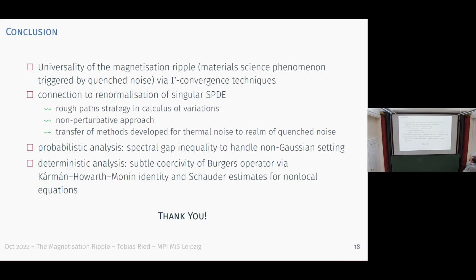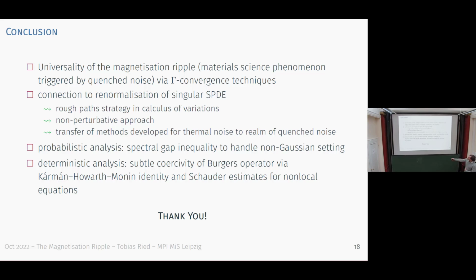So I showed you how to use gamma convergence techniques to study the universality of the magnetization ripple in an approach that is deeply connected to the renormalization of singular SPDEs, which is in the background because of the Euler-Lagrange equation that is singular. The novelty is that we can really set up a rough path type strategy in the calculus of variations that allows us to, in a non-perturbative setting, really study this universality.